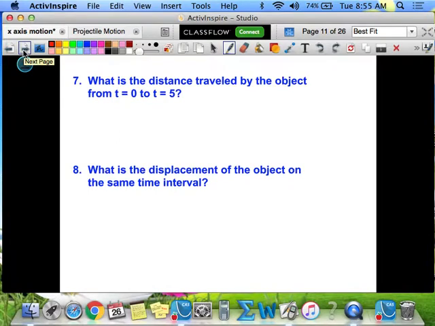All right. What is the distance traveled by the object from time equals 0 to time equals 5? Here you have to be really careful. Okay?